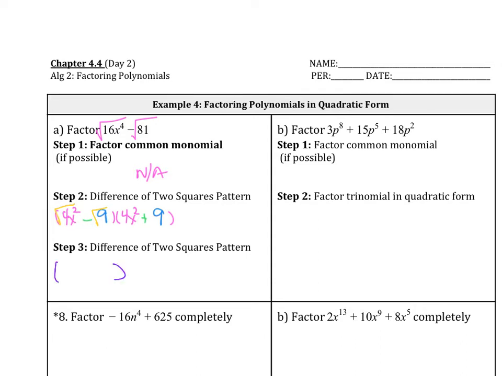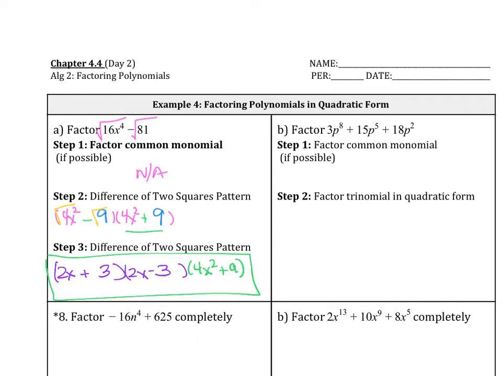So square root of 4x squared is 2x. So we write that. The square root of 9 is 3. And then it's a negative, so we just do the plus and minus. And then we bring down this 4x squared plus 9 at the bottom. 4x squared plus 9. So now this is completely factored. So let's try another example on the right.